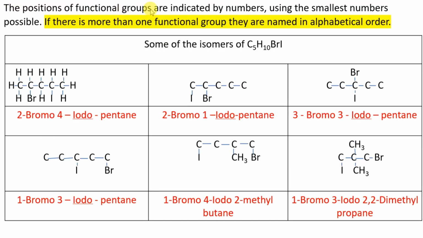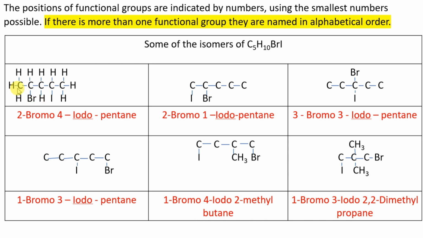The positions of functional groups are indicated by numbers using the smallest numbers possible. If there's more than one functional group, they're named in alphabetical order. Some of the isomers of C5H10BrI. And I notice straight away I've got 2 functional groups. I will always name the bromo before iodo. Alphabetical order.